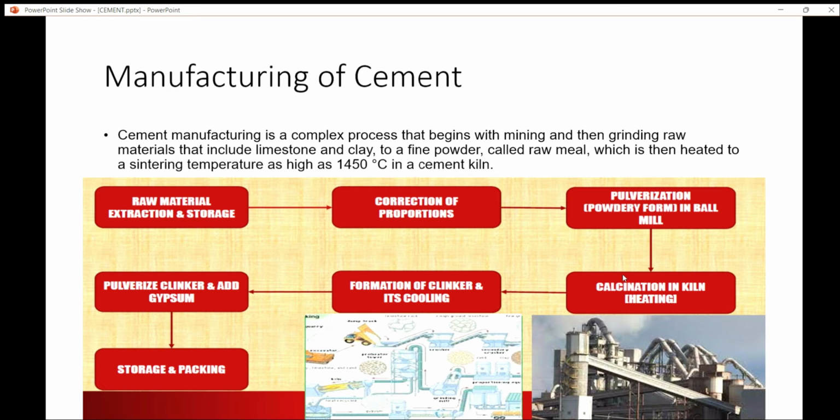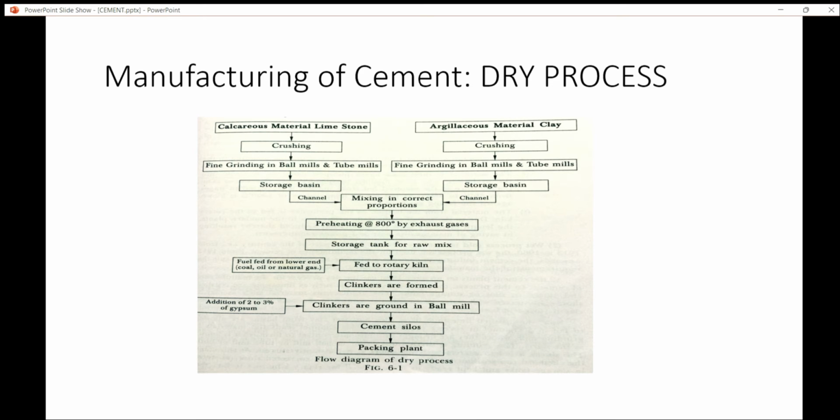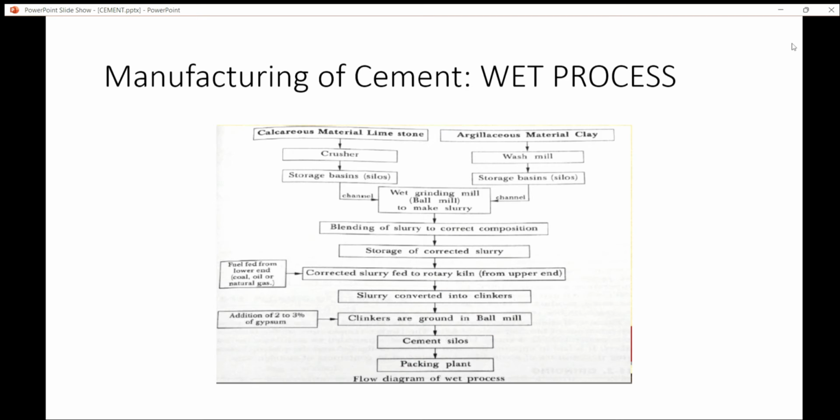After that, we heat that powdery form in a kiln, and after the formation of clinker, we take it to another room for cooling, and then we add some gypsum and store and pack it for sale. There is manufacturing of cement by the dry process, and there is also manufacturing of cement by the wet process.